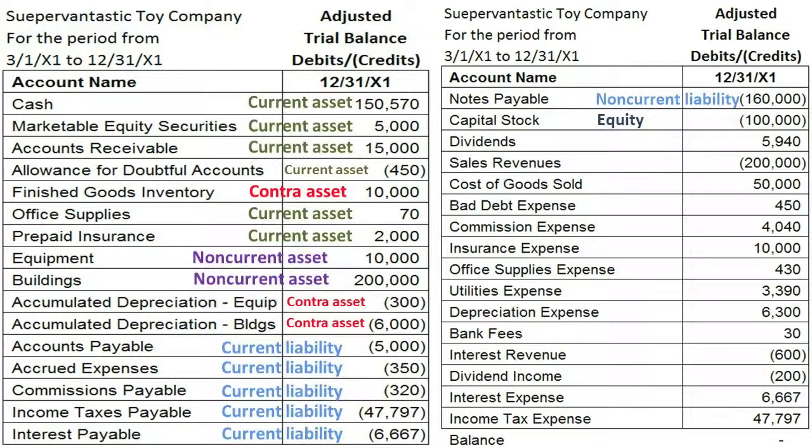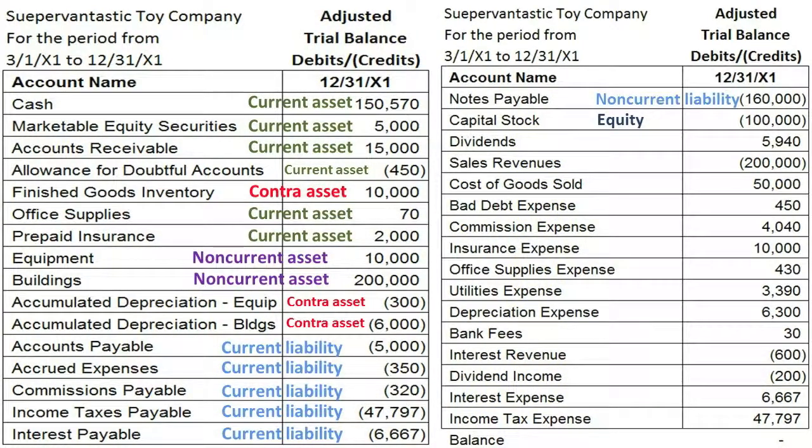Here's your answer. All these are accounts that will appear on the balance sheet and therefore are permanent. Therefore, at the end of one accounting period, for example, December 31st, whatever the balance is in these accounts, that will be the beginning balance for 11X2. Now, these other accounts are not permanent accounts.